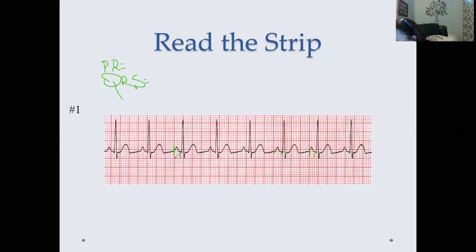So here we've got 1, 2, 3 tiny squares, maybe 3.5 tiny squares. So we're going to say that that PR interval is about 0.14, so about 3.5 tiny squares. And I'm only going off halves. I'm not going to go anything more than halves. They're just too small to determine.